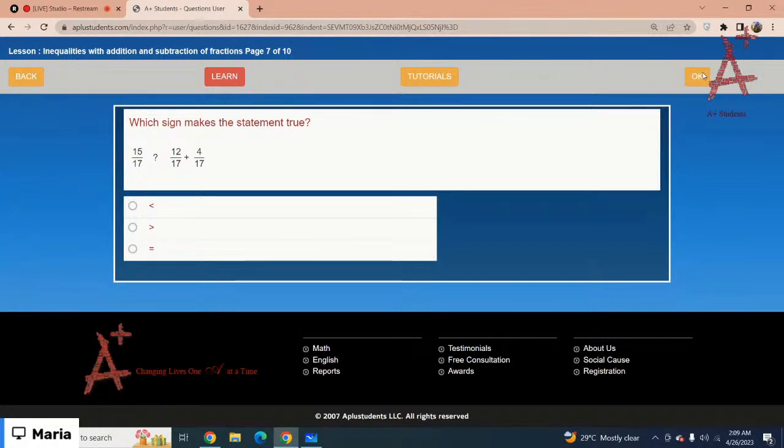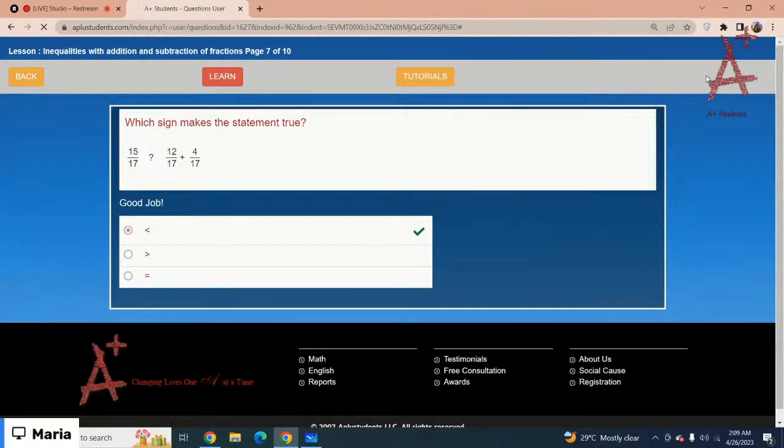So 12 plus 4 is 16. So 15 over 17 is less than 16 over 17. So the correct option is less. Very good.